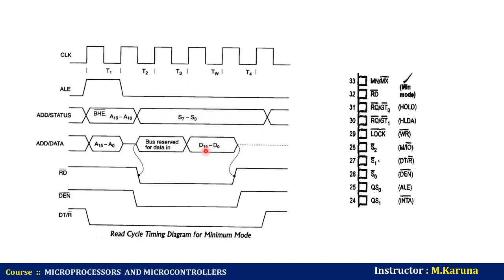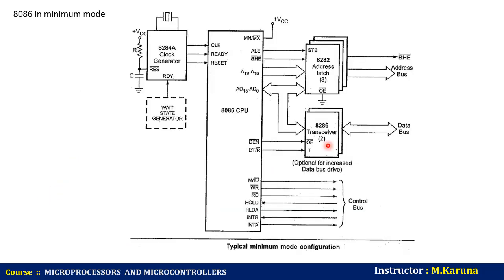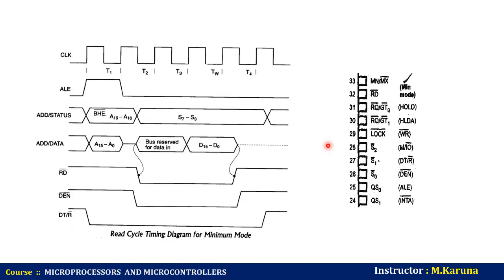Okay, so because of this read operation, the read bar signal will be activated. That means it is an active low signal. Data enable is used to enable the transceiver. Data transmit or receive indicates the data is being read. Read bar means active low signal.